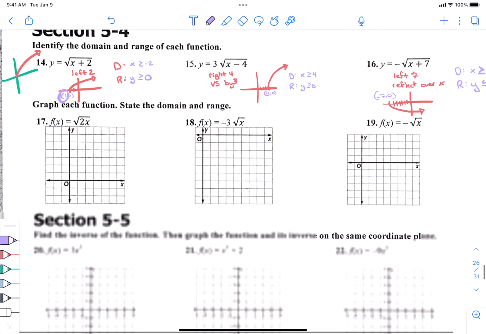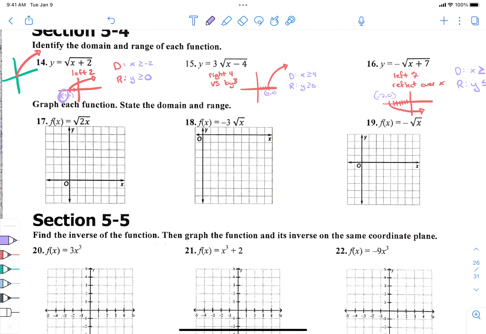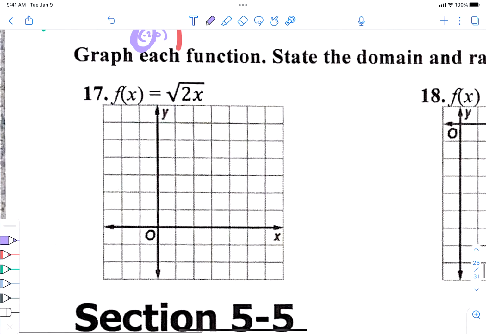Do you want to, I guess I've just been doing the first one together. Would you like to do a different one? 17, 18, 19, would you rather do a different one? Which one? You just want to do 17? Sure? Okay. All right, so 17, that 2 is on the inside.